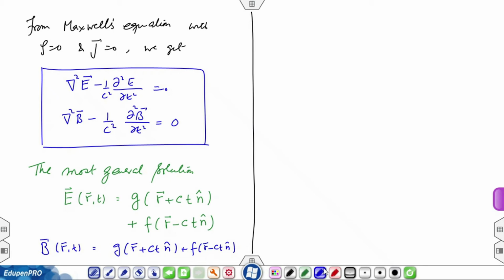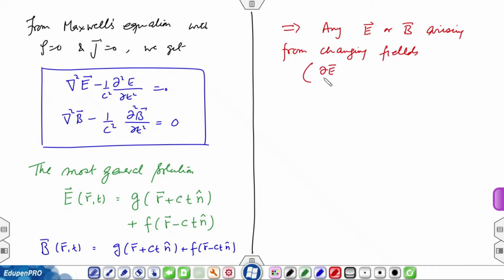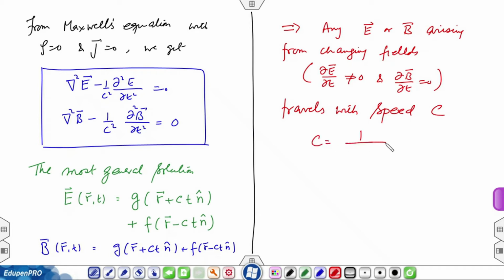And this means any E or B arising from changing fields, and what that means is dE dt not equal to 0 and dB dt not equal to 0, travels with speed c, c being 1 over square root of mu 0 epsilon 0, which is the speed of light.